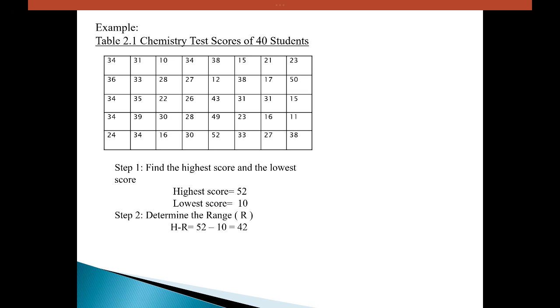Among these 40 students' scores, who got the highest? It is 52. And who has the lowest score? It is 10. Okay, so we have accomplished step number 1. Step number 2, we will determine the range. Your range is your highest minus your lowest score, so H minus L. What is your H? 52. And your lowest is 10. So 52 minus 10, your range should be equal to 42. We're done with step number 2.